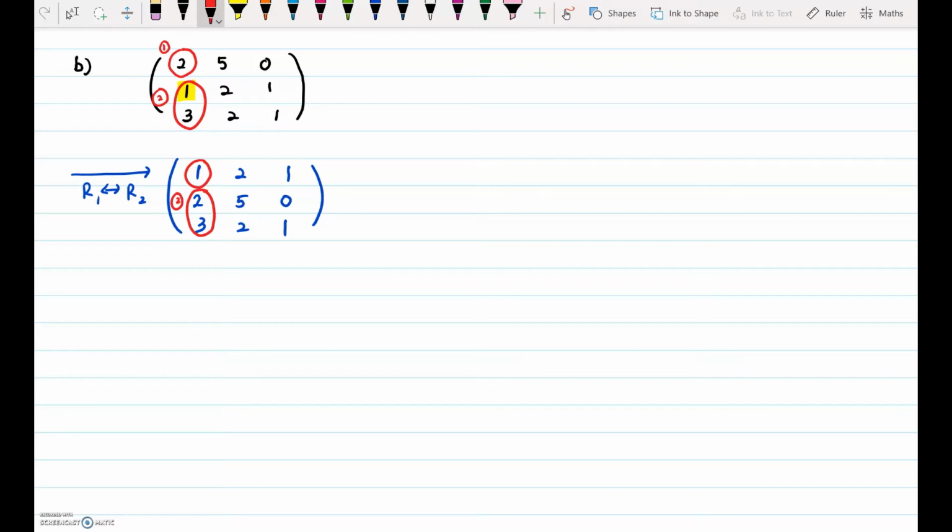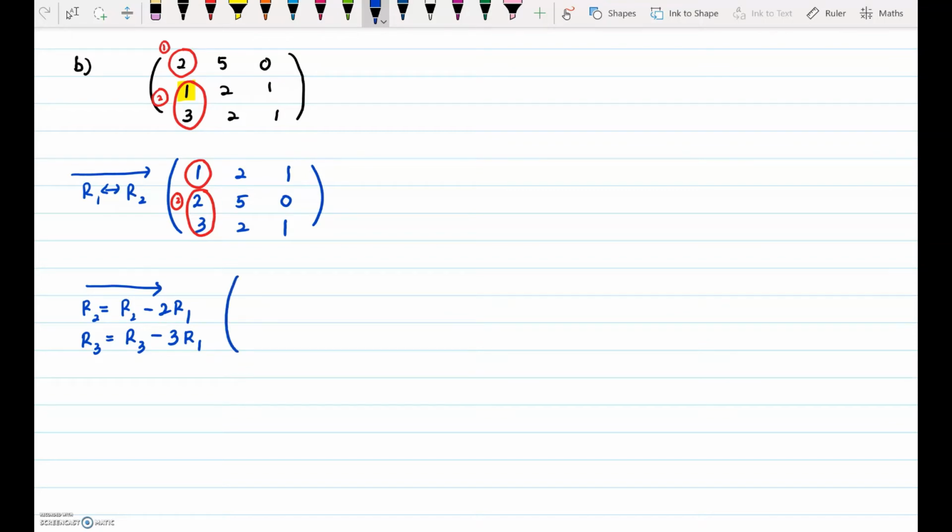Alright, so now for row 2 it will be row 2 minus 2 times the leading one. We want to make it 0, so we subtract with itself. So you have R2 minus 2 times the leading one of the same column, which is from row 1. And for row 3, it will be row 3 minus 3, because the number is 3, times row 1, that is number 1 in the same column.